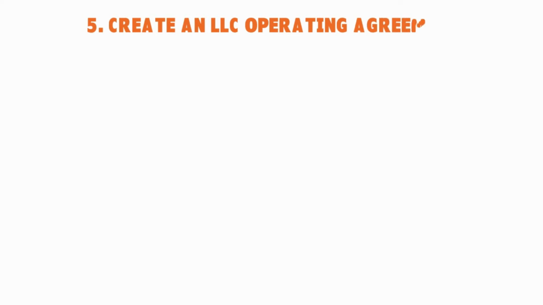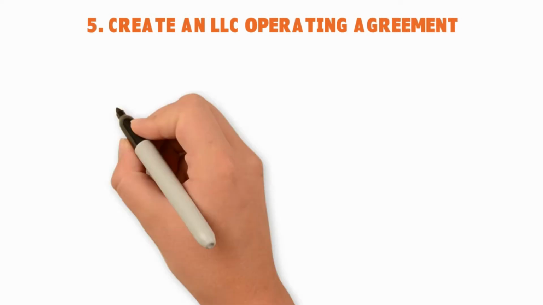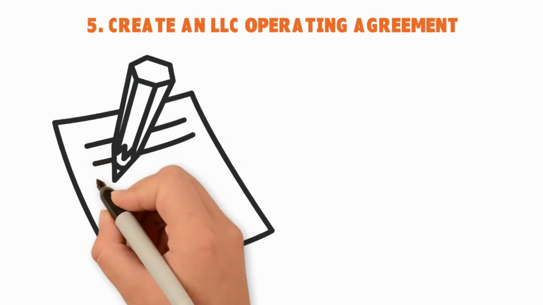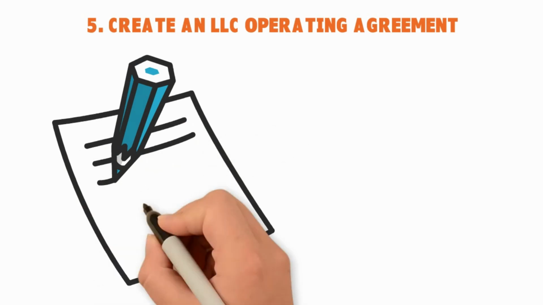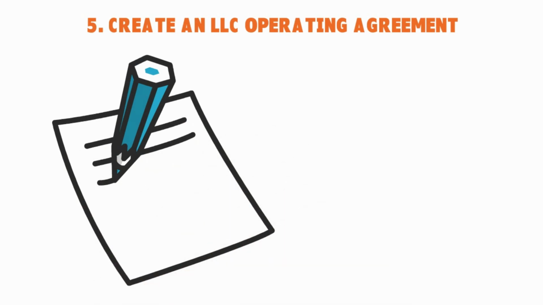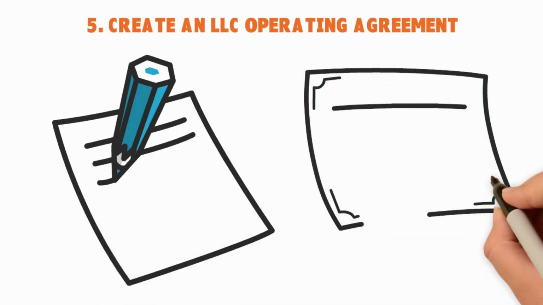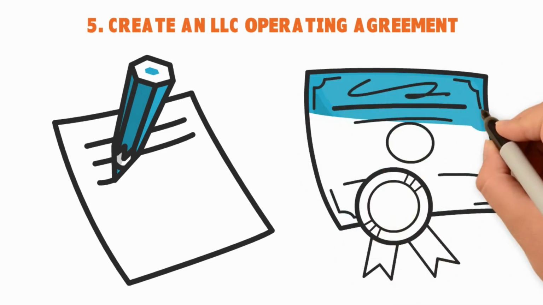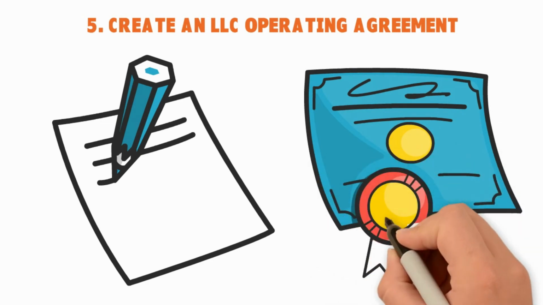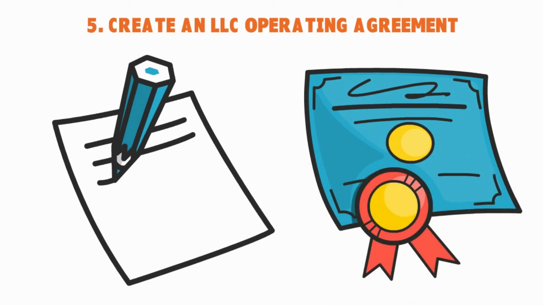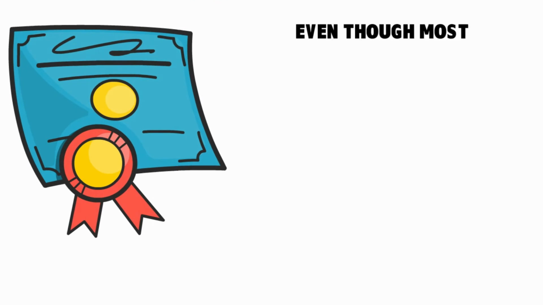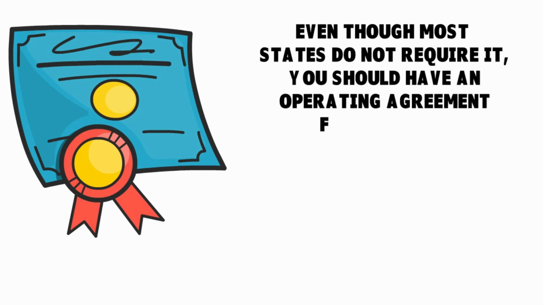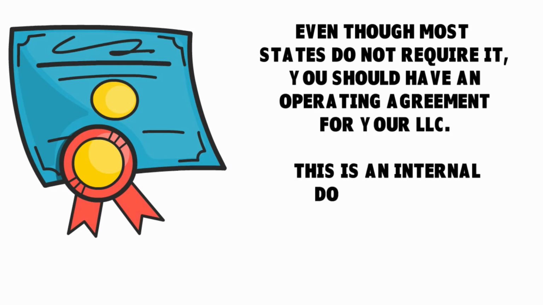Number 5, create an LLC operating agreement. Now, this is a key document, folks. This is where everything goes down. This is where all the nitty gritty is explaining everything. So even though most states in the union don't require it, we strongly suggest that you have an operating agreement for your LLC. We have an entire show dedicated to LLC operating agreement. You might want to double check that. This internal document establishes how your LLC will be managed, including how the LLC will end, if this were to be the scenario.